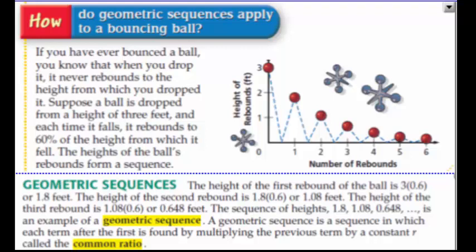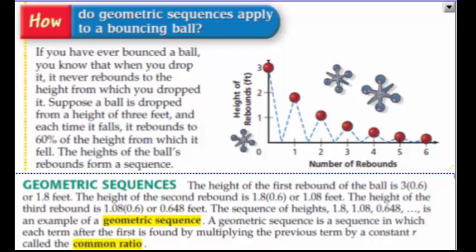Alright, so today we're going to be talking about geometric sequences. So remember, with arithmetic sequences, we either added or subtracted the same number every time to get from one term to the next. A geometric sequence just means that we are going to be multiplying by a number to get from one term to the next.